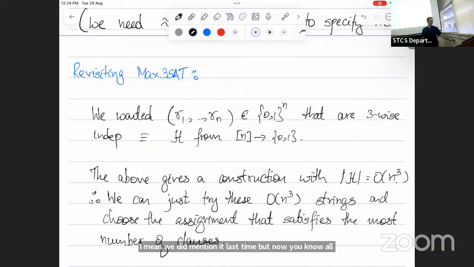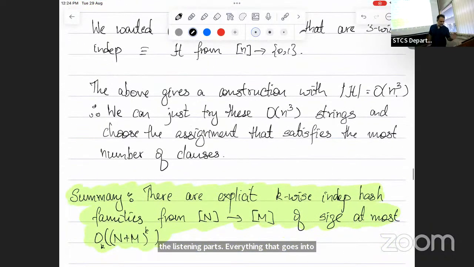So just to summarize, what we have right now is that there are explicit k-wise independent hash families from capital N to capital M that have size about capital N plus capital M to the k. Max, I've just replaced it with capital N plus capital M. I'm ignoring 2 to the k sort of factors. Most of the time when we are applying these things, we're thinking of k as a small constant, like 10 or something like that.